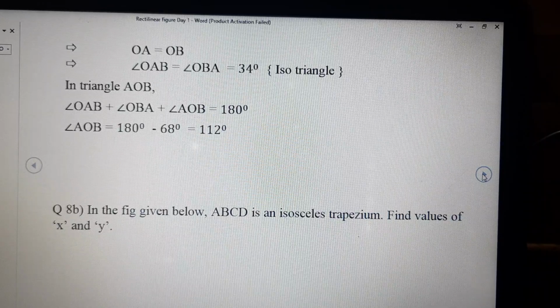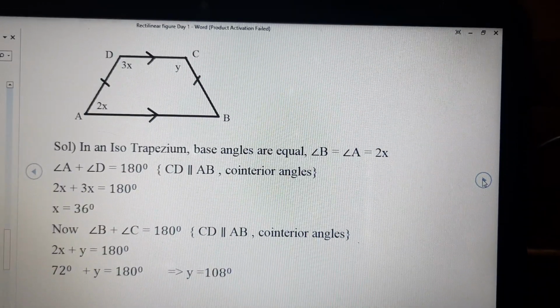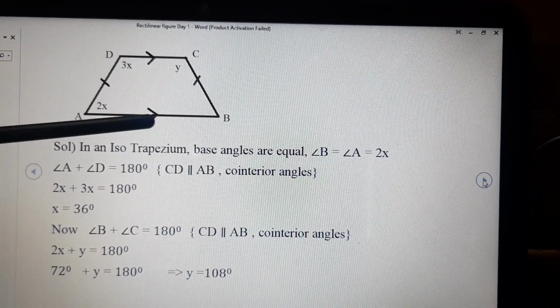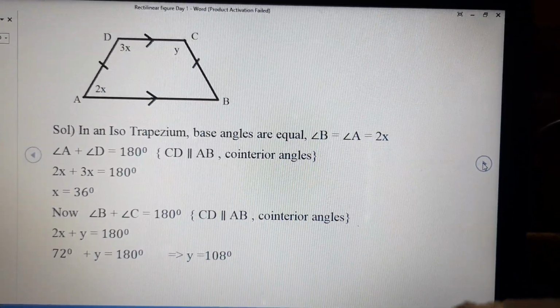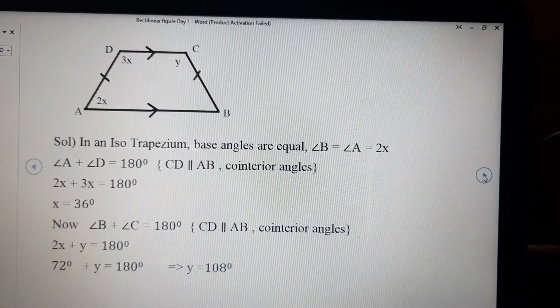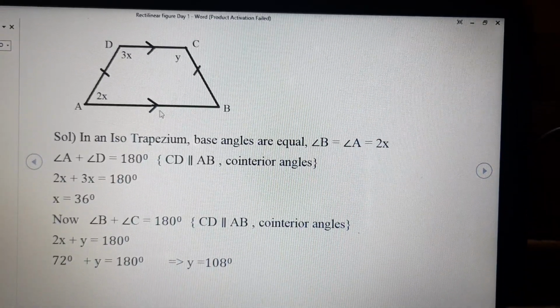Moving on to the next question, it is an isosceles trapezium. Isosceles trapezium means two parallel sides, opposite sides are parallel to each other, and non-parallel sides are equal. This diagram is given in the question. We are supposed to find the value of x and y.